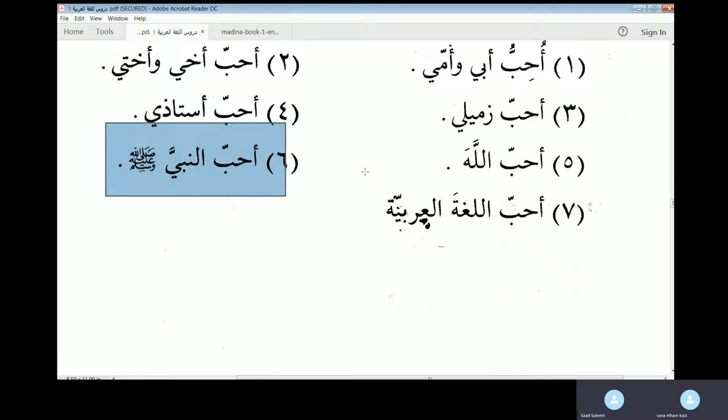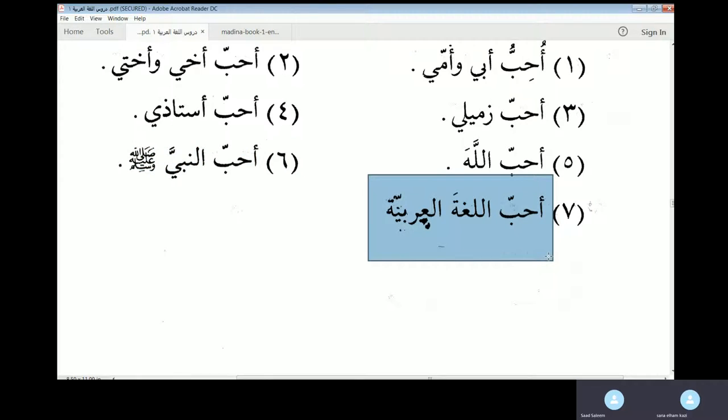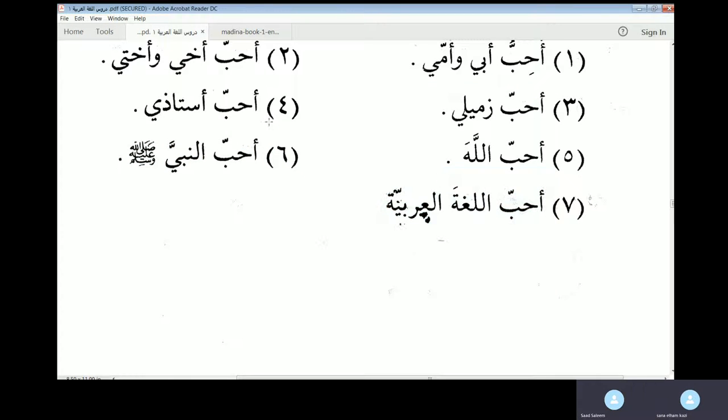Uhibbu nabiyya. I love the messenger, peace be upon him. It is uhibbu nabiyya, right? Uhibbu, with dhamma. Alif is the hamzat al-wasl, right? So, uhibbun nabi. Yes. Uhibbun nabi.